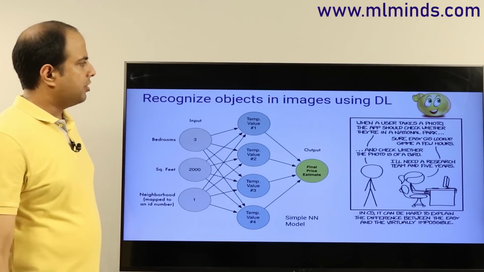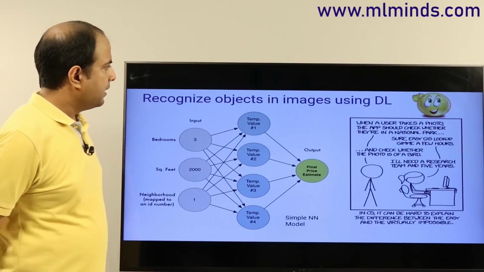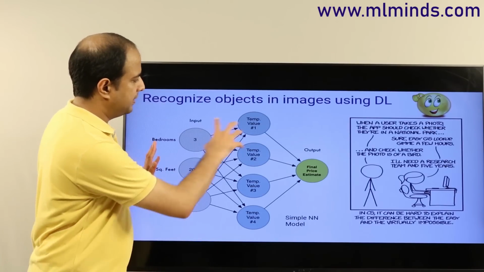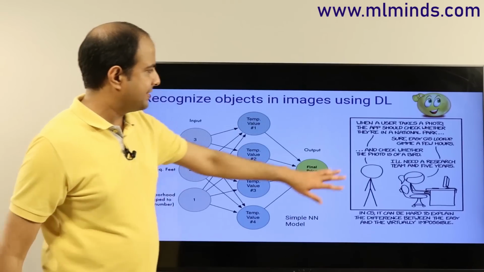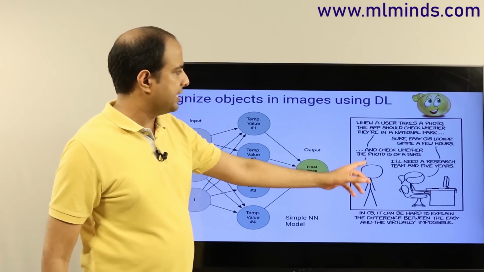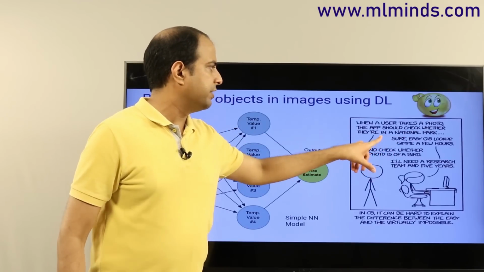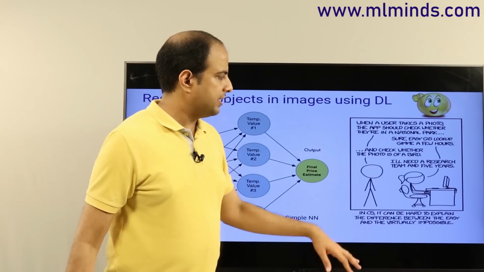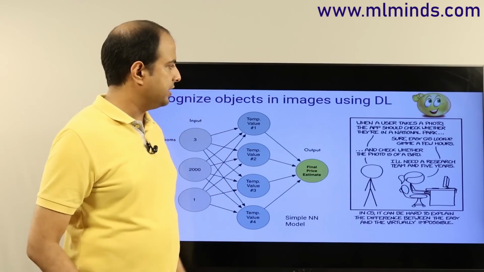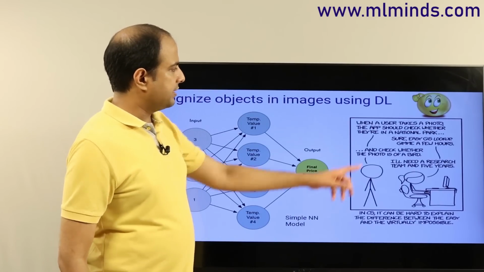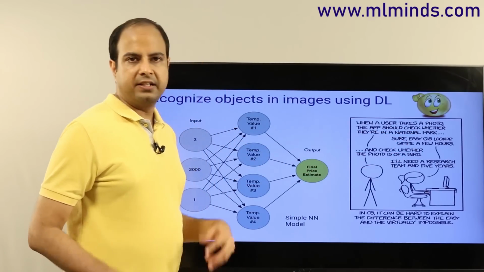So let's say you want to recognize objects in images using deep learning. Let's look at this graphic. Essentially here, this person says, when a user takes a photo, the app should check whether they are in a national park or not. This person is basically a user giving requirements to a software engineer or a deep learning engineer.